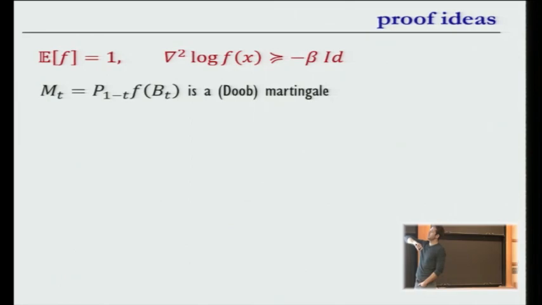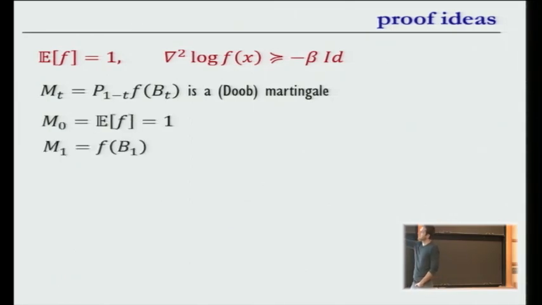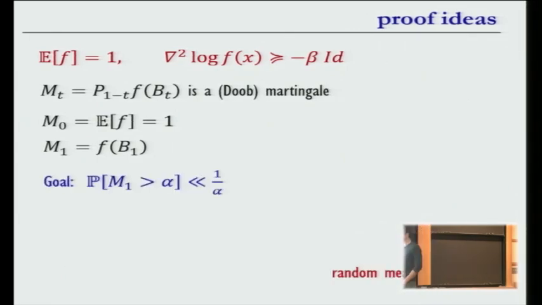We're going to consider this process. At time 0, this m sub t is just a real number, the expectation of f, which is 1. And at time 1, it's a random number, which is f at a random Gaussian point. And in between, it interpolates between the two.